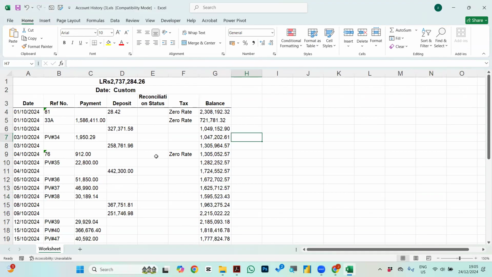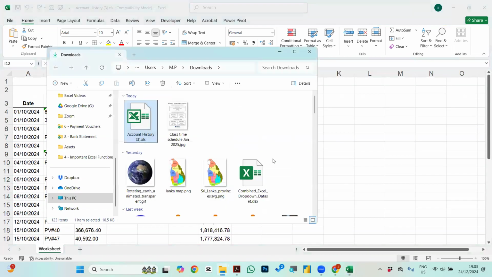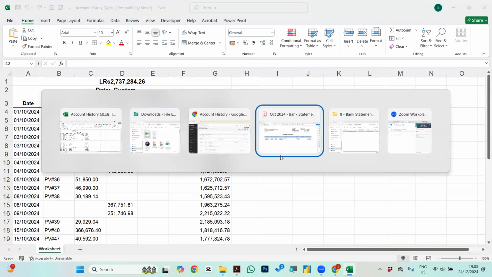Now, I hope you know Excel. If you don't know Excel, we have an Excel program. You can join that as well. From the beginning till end, we do Excel. All right, so this is Excel. In this Excel file, we're going to compare with the bank statement. Sorry, this is from the bank.